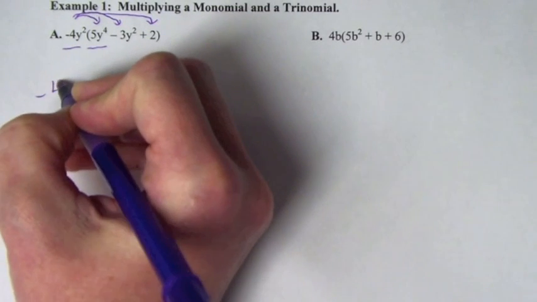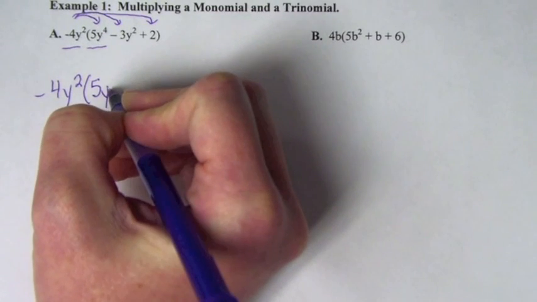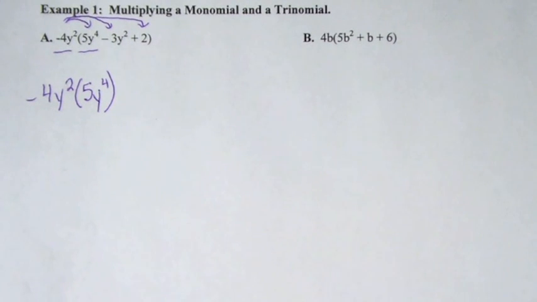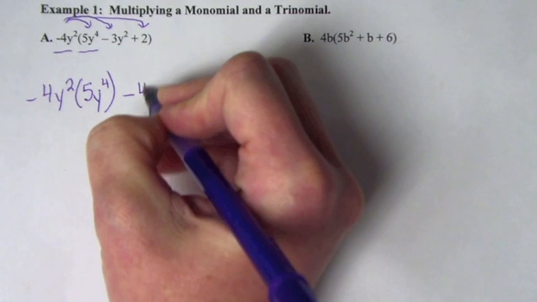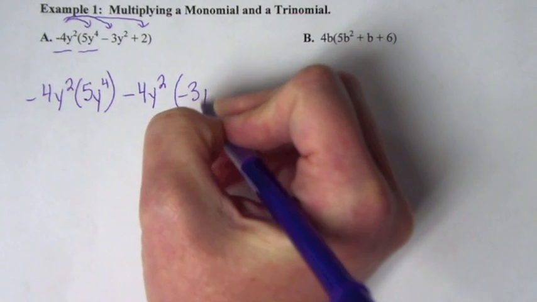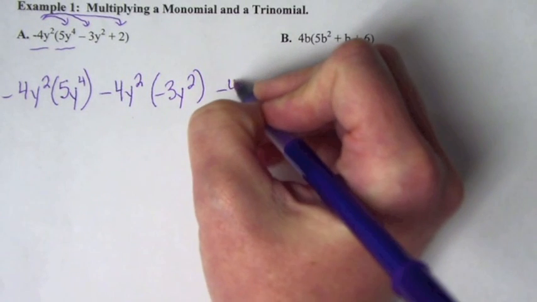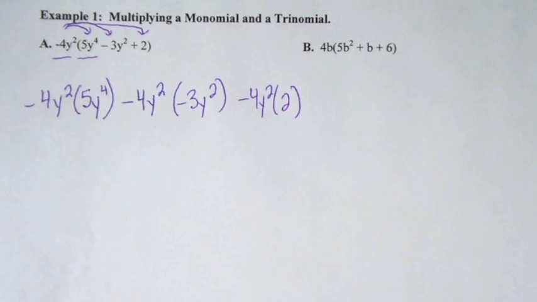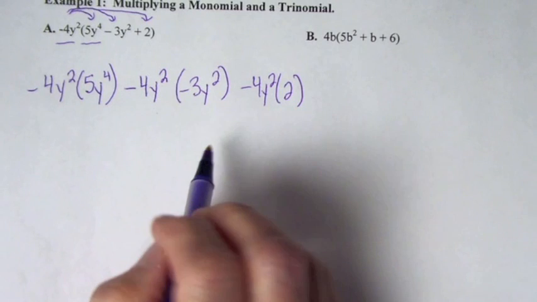I'm going to go ahead and keep this second one in parentheses there. Now, I'm going to do the next one. Negative, notice I'm bringing the negative with it. Negative 4y squared times negative 3y squared. And then I have negative 4y squared times 2. So I've paired negative 4y squared with all three things inside of these parentheses.